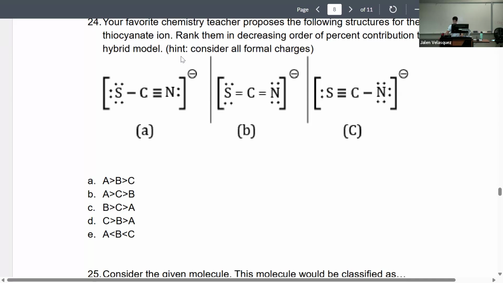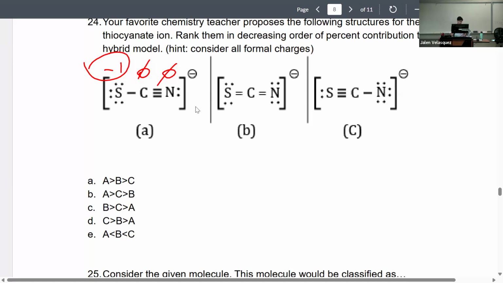All right, so remember to look at what is most stable, and I kind of tell you here, we have to consider the formal charges, right? So let's start with structure A here. Okay, what's the formal charge on the sulfur here? -1. What is the charge on carbon? 0. What is the charge on nitrogen? 0.